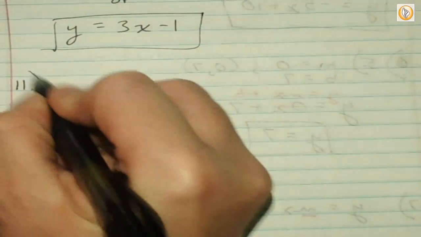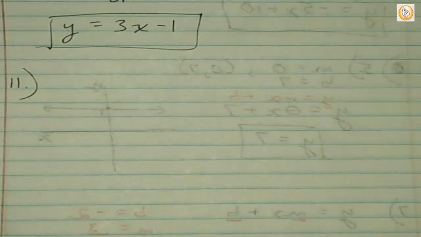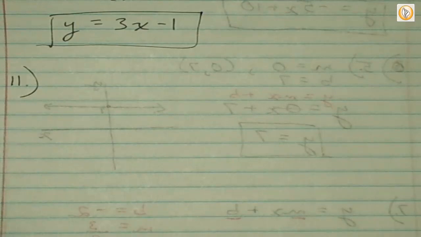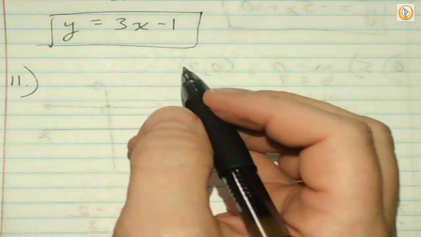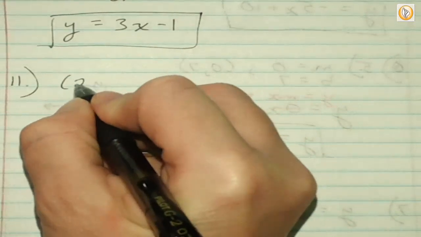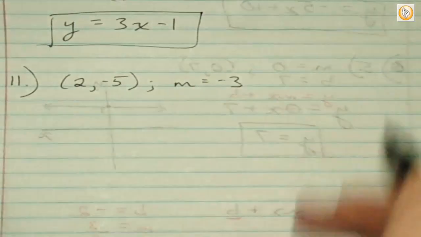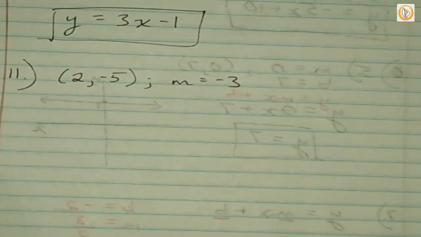Okay, Keith, your time to shine. Read the directions for 11. Write the equation for the line given. Okay, so they want the equation. We already know what it's going to look like. So they gave us the point 2, -5, and the slope of -3. So Keith, talk me through this. What do I need to do?